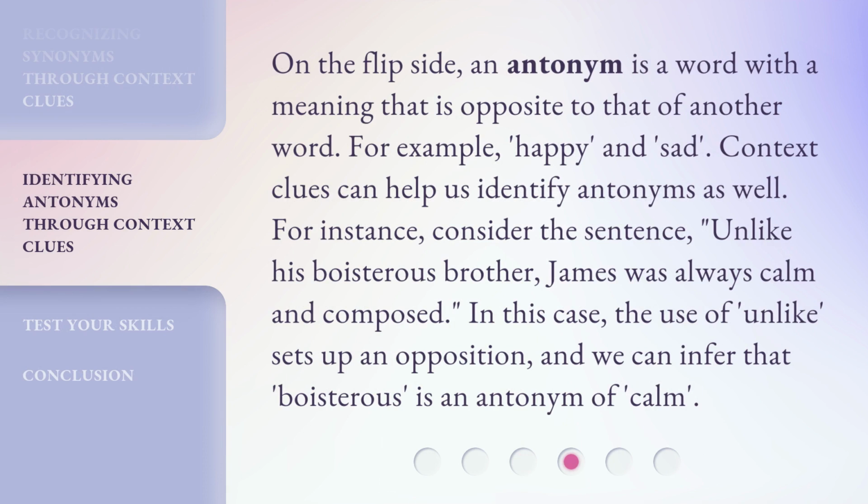On the flip side, an antonym is a word with a meaning that is opposite to that of another word. For example, happy and sad. Context clues can help us identify antonyms as well. For instance, consider the sentence, "Unlike his boisterous brother, James was always calm and composed." In this case, the use of unlike sets up an opposition, and we can infer that boisterous is an antonym of calm.